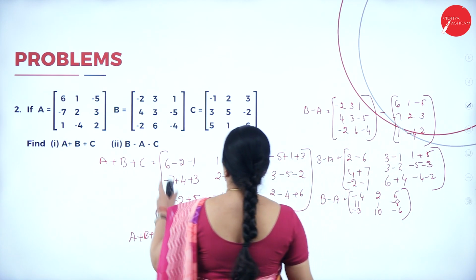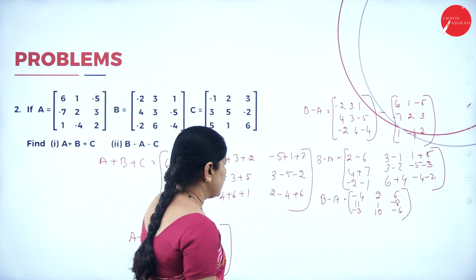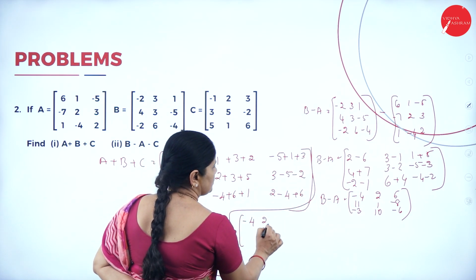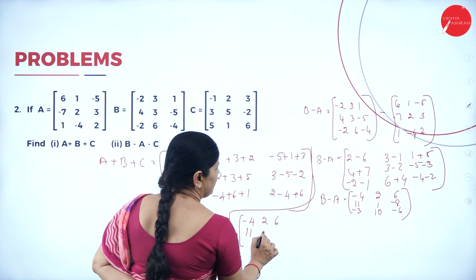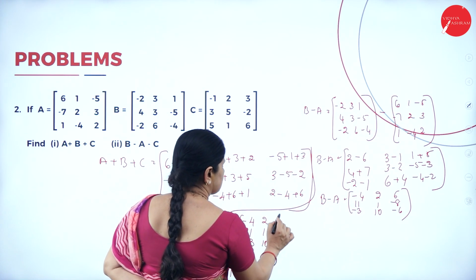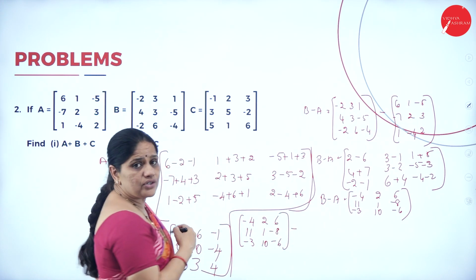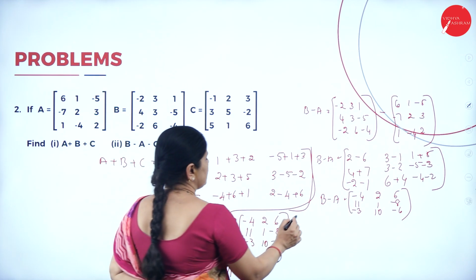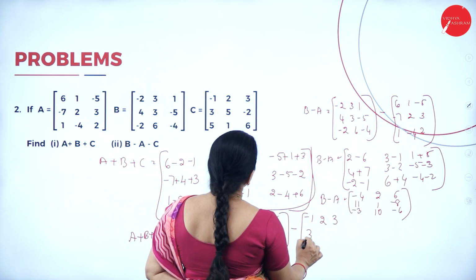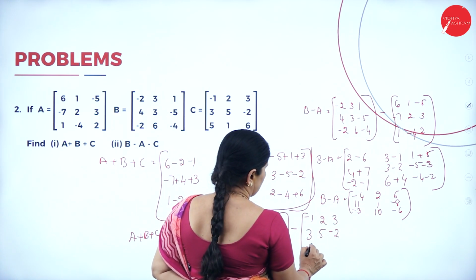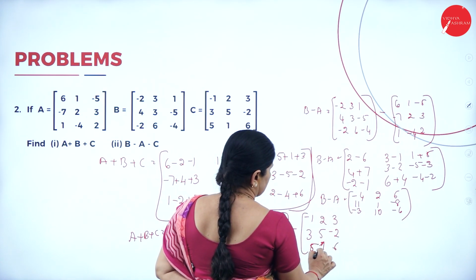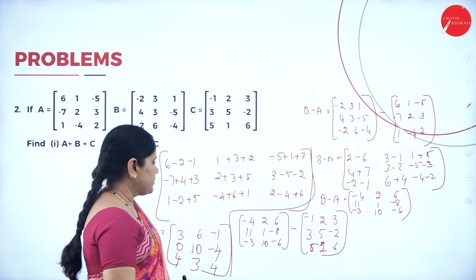Now we should do B minus A minus C. So B minus A we have. Now here B minus A is minus 4, 2, 6, 11, 1, minus 8, minus 3, 10, minus 6. Now we have to subtract it from C. So C will be equal to minus 1, 2, 3, 3, 5, minus 2, 5, 5, 1, 6. Okay. So we'll subtract this.